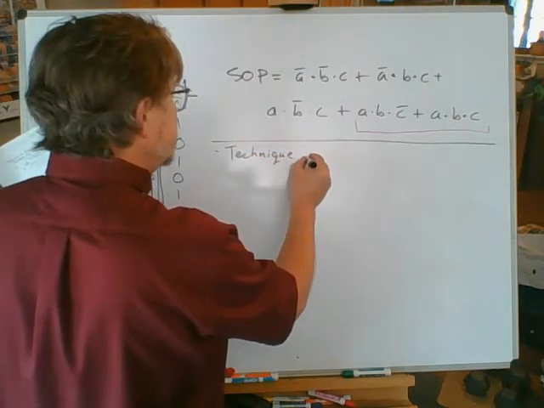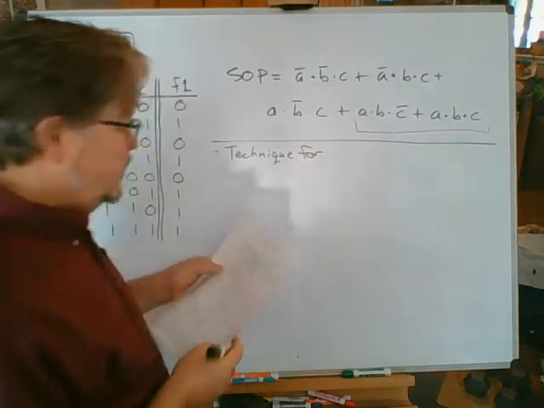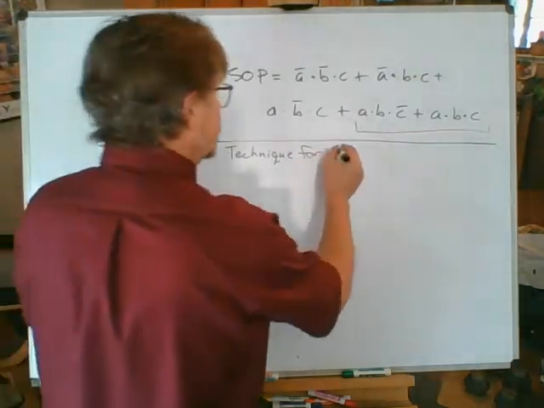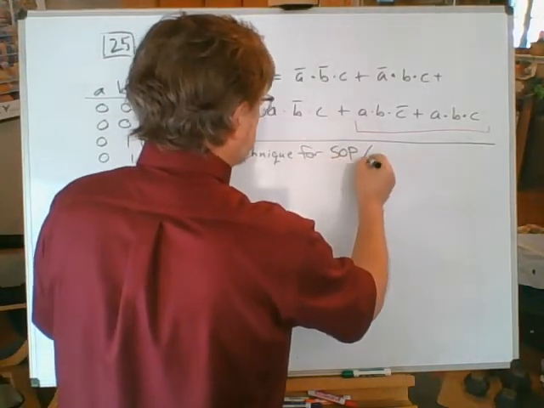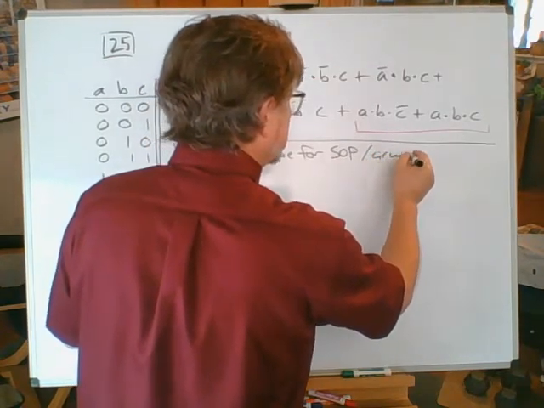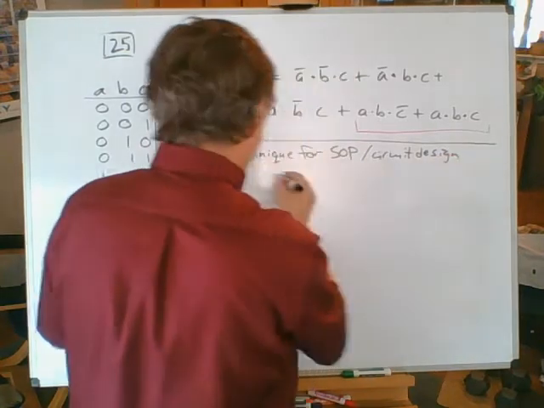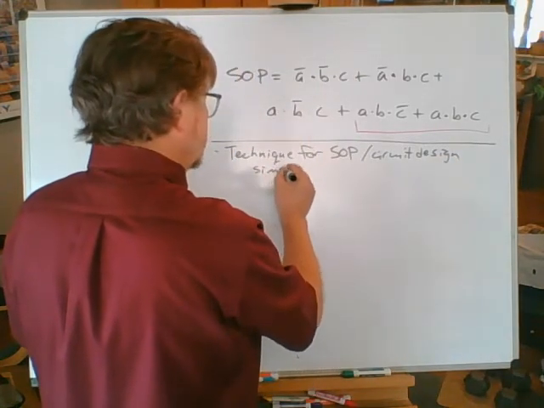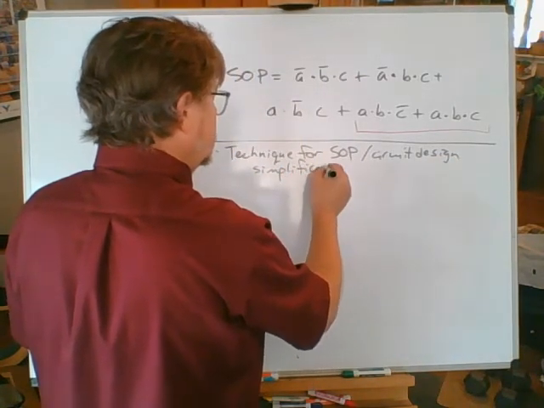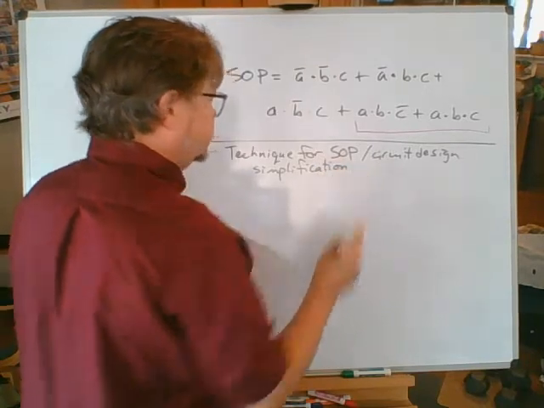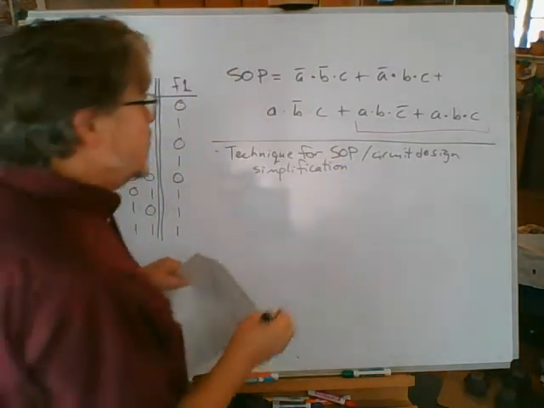Technique, T-E-C-H-N-I-Q-U-E. A technique specifically for SOP, which is circuit design simplification. It's called a Karnaugh map.